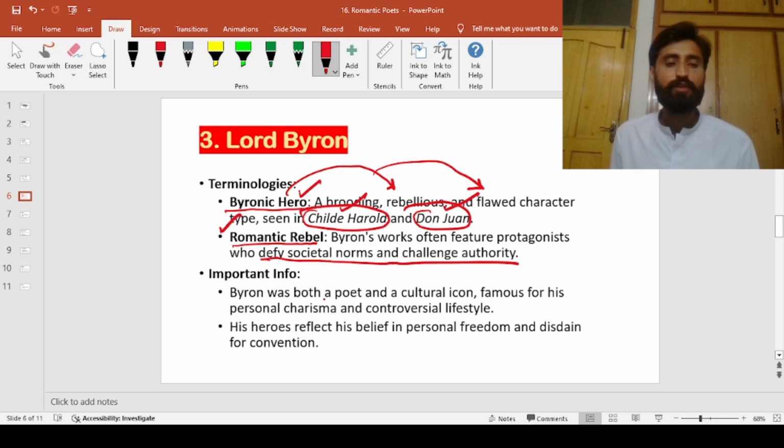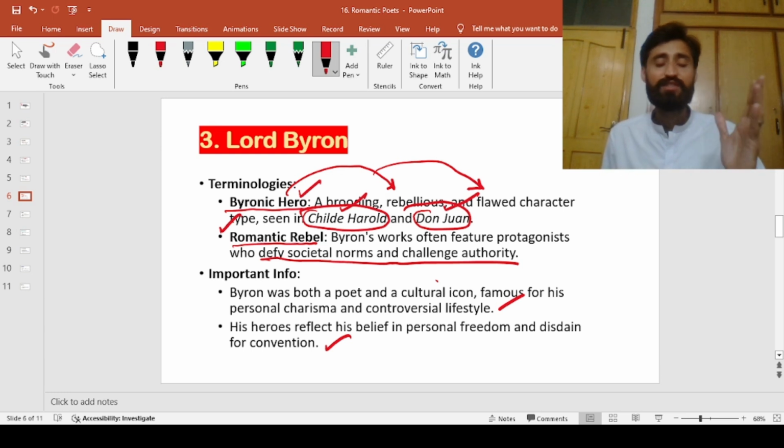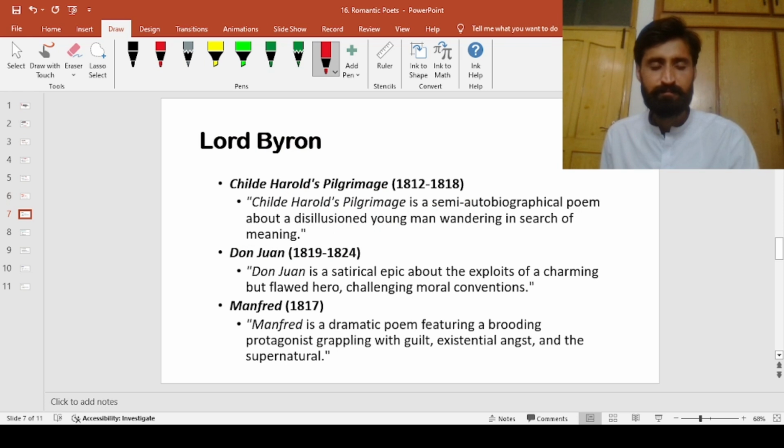Now, important information, he was both a poet and a cultural icon, famous for his personal charisma and controversial lifestyle. His heroes reflect his belief in personal freedom and disdain for convention. So he is not a kind of person who was into traditions, culture and stuff, and along with that he was like the practitioner and the follower of personal freedom, right?